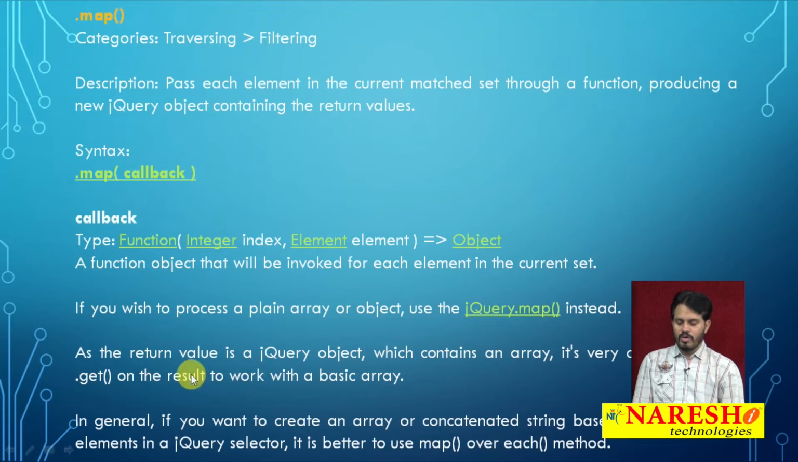So it is very common to call the get method on the result to work with a basic array. Whatever result is returned, that is contained as an array, so it's very common to call the get method on the result to work with basic array operations. In general, if you want to create an array or a concatenated string with any delimited separator across all the matched elements in a jQuery selector, it is better to use the map method over the each method.